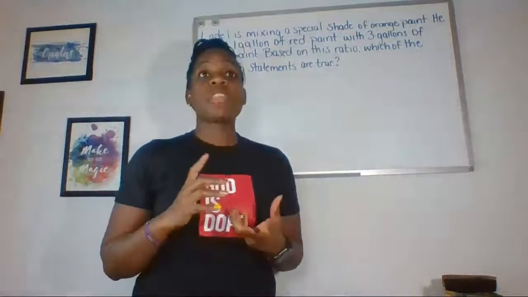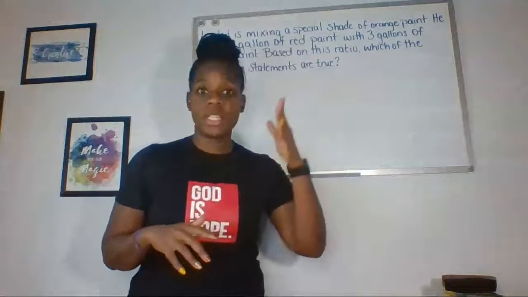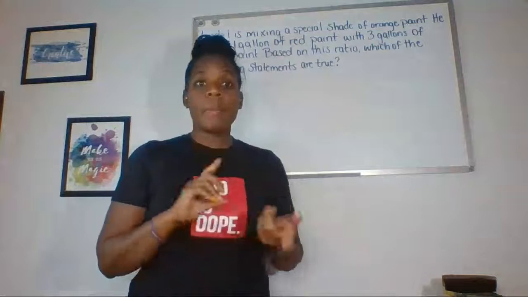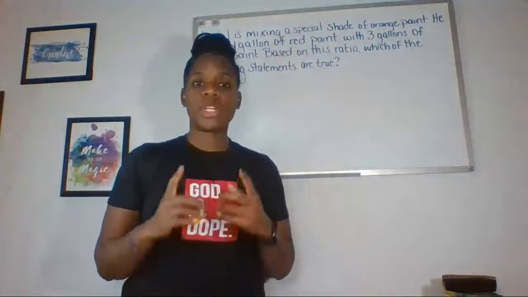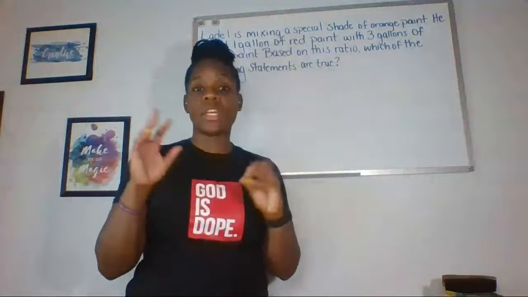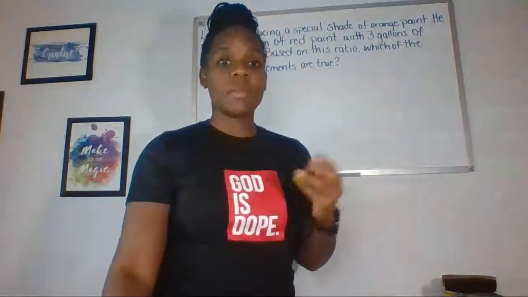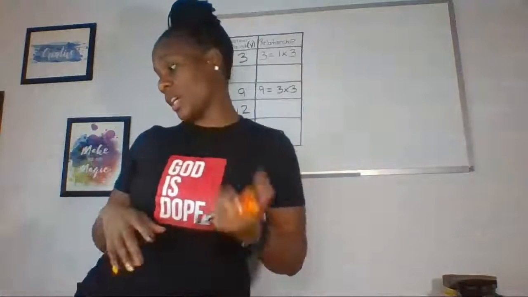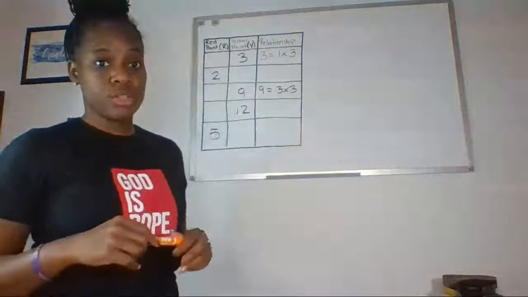So the original ratio that was given was 1 to 3, comparing red paint to yellow paint. But if we flip that and compare yellow paint to red paint, it would give a 3-to-1 ratio. All right. So now we're going to go into exercise 2, and exercise 2 is on page 132 in your student workbook.